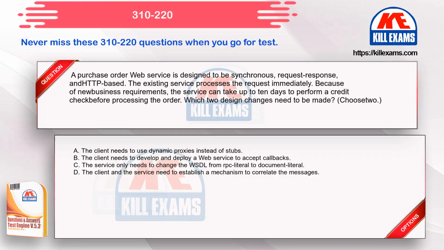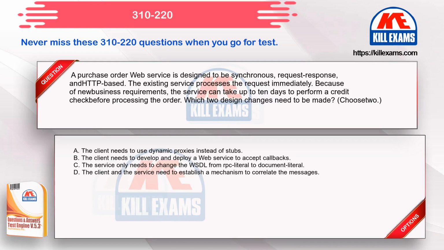A purchase order web service is designed to be synchronous, request-response based. The existing service processes the request immediately. Because of new business requirements, the service can take up to 10 days to perform a credit check before processing the order. Which two design changes need to be made?